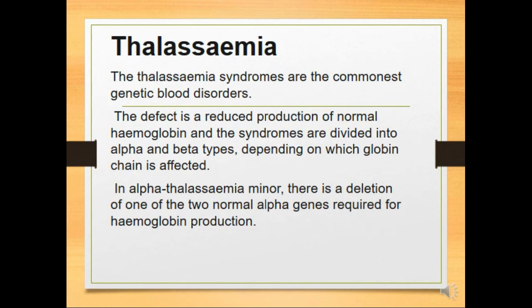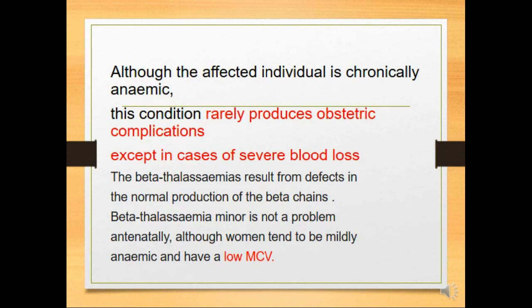Thalassemia. Thalassemia syndromes are the commonest genetic blood disorder. The defect is a reduced production of normal hemoglobin, and the syndromes are divided into alpha and beta types, depending on which globin chain is affected. In alpha thalassemia minor, there is deletion of one of the two normal alpha genes required for hemoglobin production. Although the affected individual is chronically anemic, this condition rarely produces obstetric complications except in cases of severe blood loss.